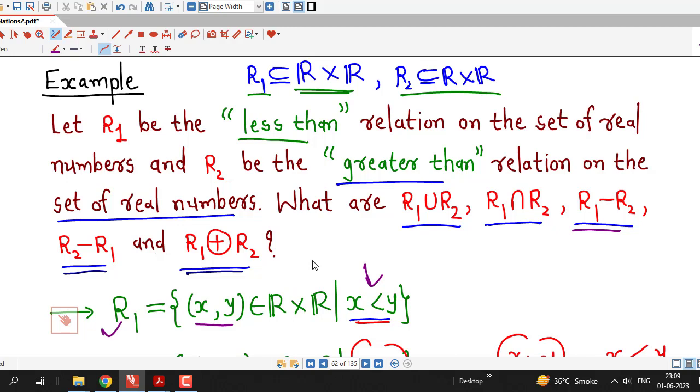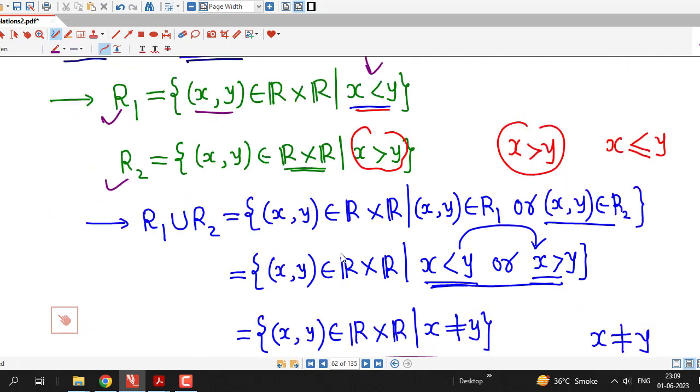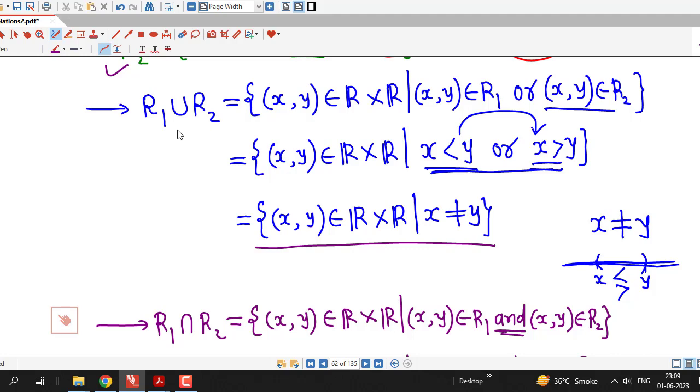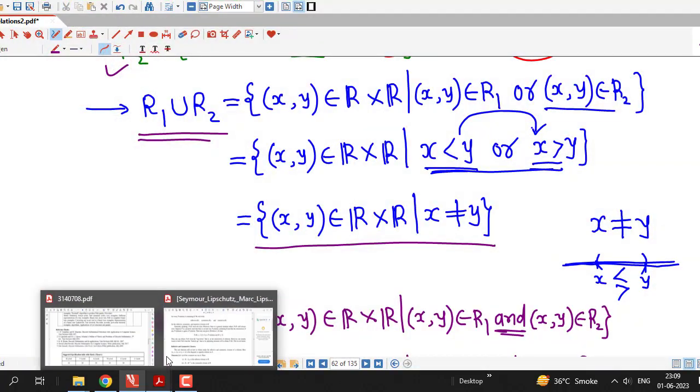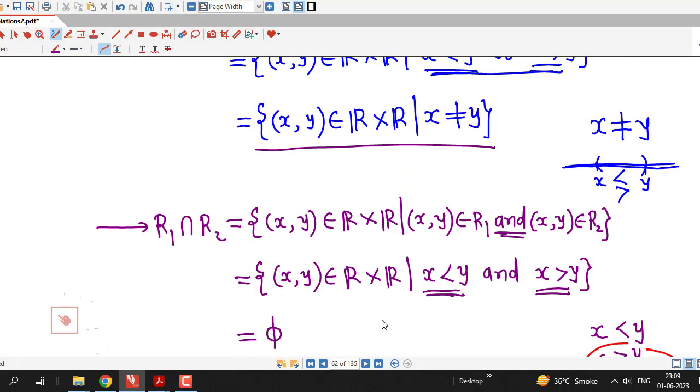So in this way we can decide all these operations, and we can combine the given relations using all these operations. So this is all about this session.